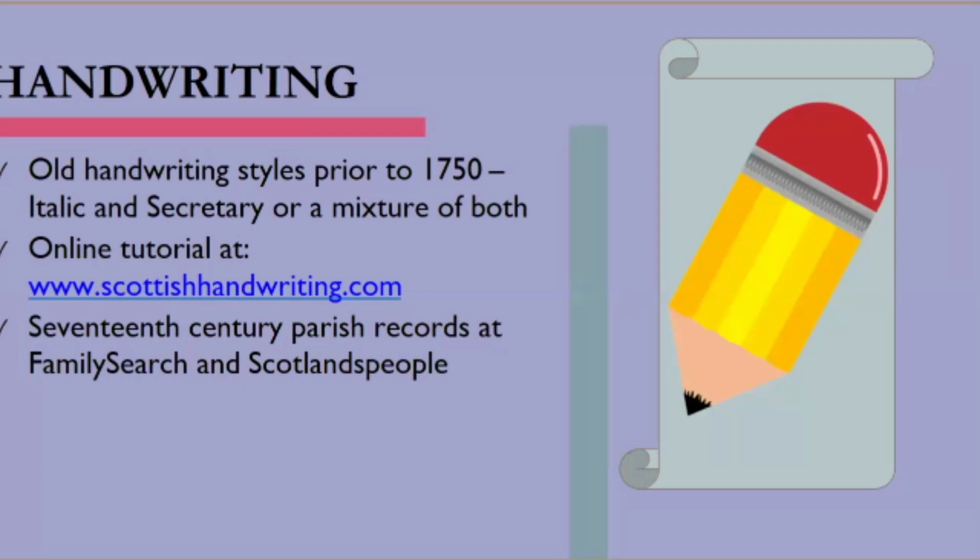We're also going to be looking at cursive handwriting. Back in the 1700s, they used two types of cursive writing. It's called italic or secretary. Sometimes it's a combination of both. There is an online tutorial to give you an idea of how to figure out what the words are in these particular handwriting styles at scottishhandwriting.com. It's a really great tutorial, and I'm going to show you an example of it in a minute. You can also find a lot of the parish records that this handwriting will be in on FamilySearch, obviously, as well as Scotland's People.